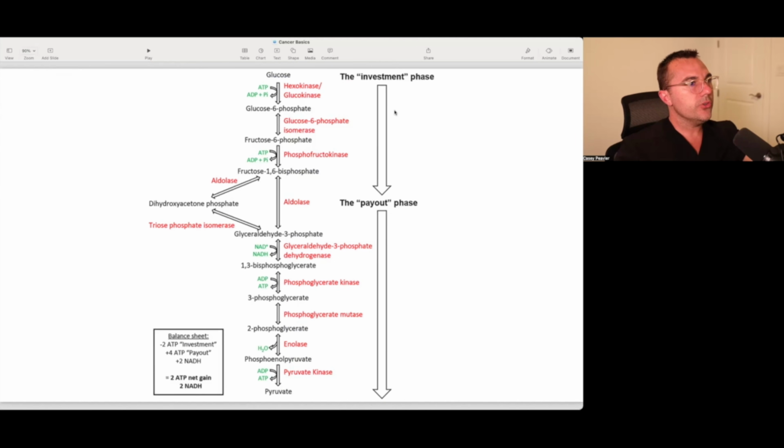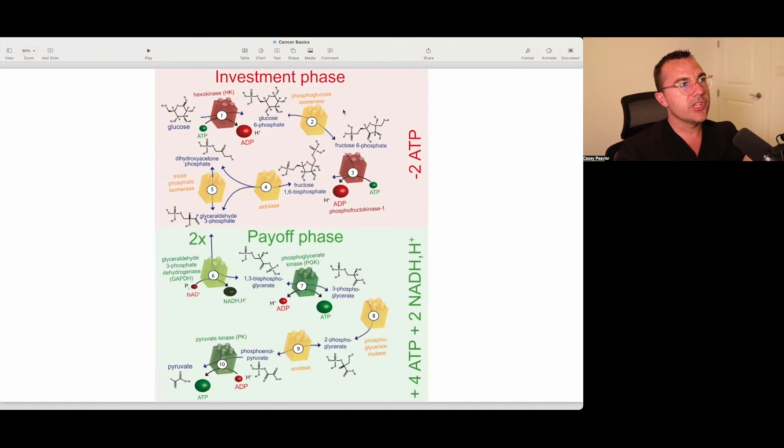And I also pulled this because this is kind of an interesting thing. So this is the investment phase they're talking about, and this is the payout phase. This is where we invest 2 ATPs and we get 4 back for a net of 2. And then this is just another picture showing the investment phase. Here's our -2, here's our +4. Overall, 2 net ATP, 2 NADHs, and then we get the 2 molecules of pyruvate, like it said in the text.